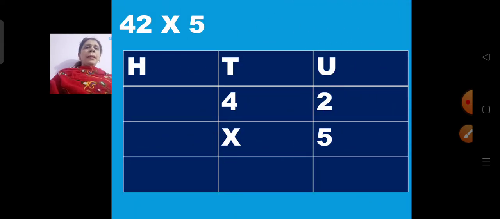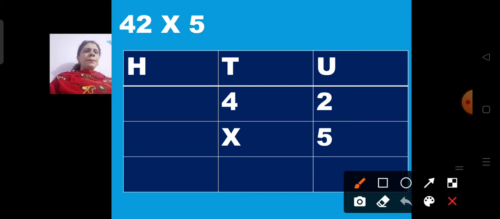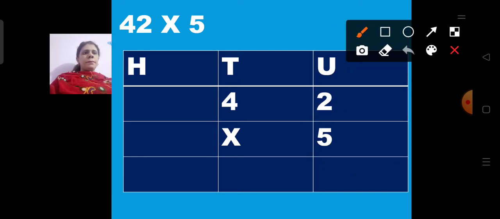So 42 multiplied by 5. Now here the numbers are arranged, children, according to their place value. 42 multiplied by 5. Let us start multiplying. 2 5s are, 2 1s are 2, 2 2s are 4, 2 3s are 6, 2 4s are 8 and 2 5s are 10. So for 10 I will write 0 here and 1 I will carry in tens place.